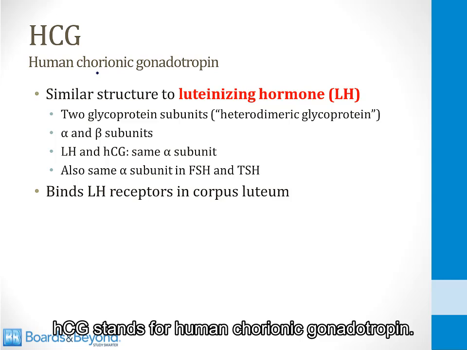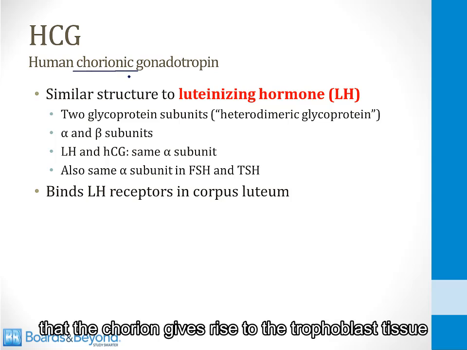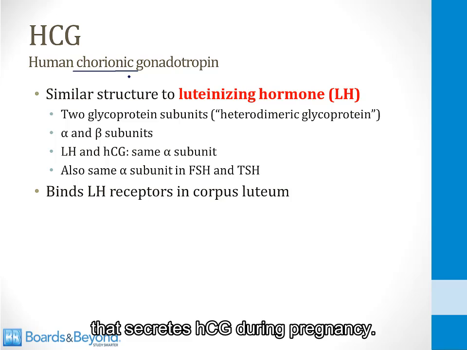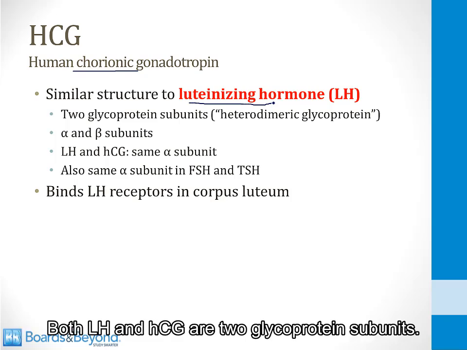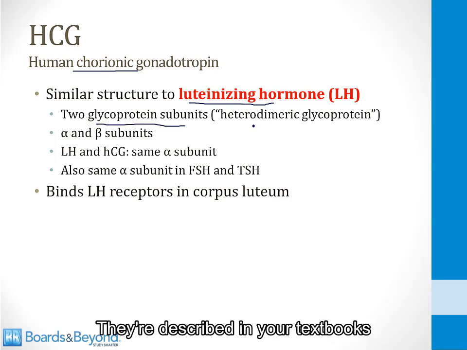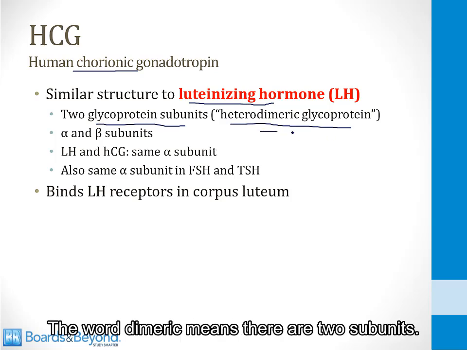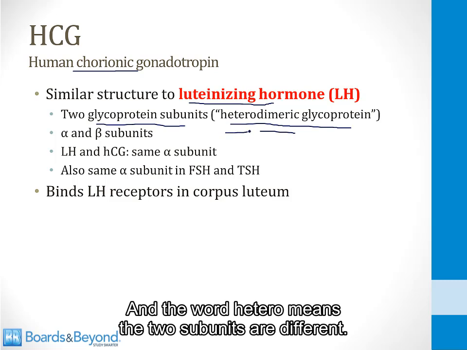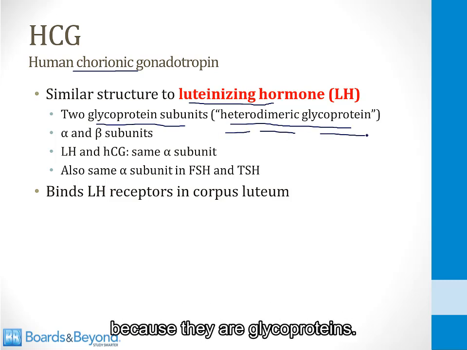HCG stands for human chorionic gonadotropin, and the word chorionic is in the name to remind you that the chorion gives rise to the trophoblast tissue that secretes HCG during pregnancy. Now, HCG has a similar structure to luteinizing hormone. Both LH and HCG are two glycoprotein subunits. They are described in your textbooks as heterodimeric glycoproteins. The word dimeric means there are two subunits, and the word hetero means the two subunits are different. And then the word glycoprotein is there because they are glycoproteins.